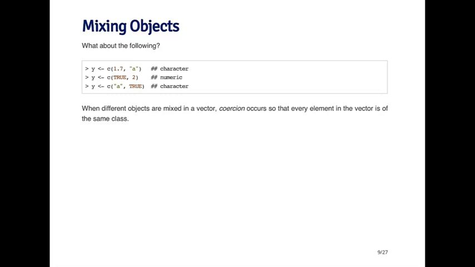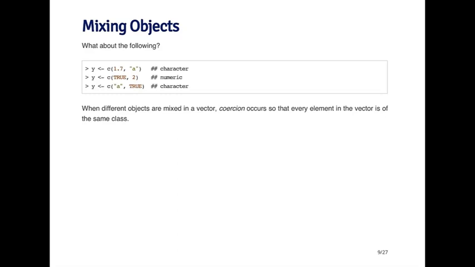So here in this first example, I'm concatenating the number 1.7 and the letter A. Clearly these are not of the same class. One is numeric and the other is character. So the least common denominator here is going to be character. And so what you're going to get is that y is a character vector where the first element is the string 1.7 and the second element is the letter A.